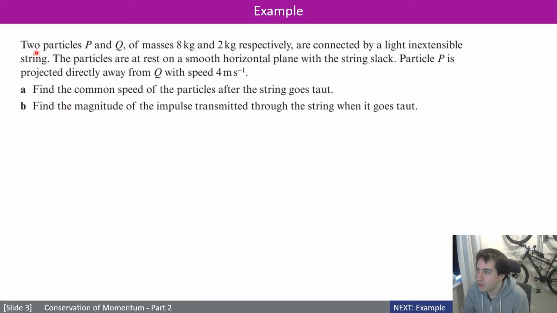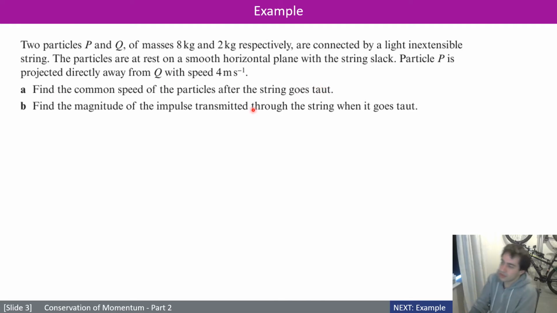Okay, so again, 2 particles, P and Q. They've got respective masses, and they are connected by a light inextensible string. They're at rest initially, and the string is slack, meaning it's not stretched out. So effectively they're not really connected. It's as if they weren't connected yet, but they could be eventually if the 2 objects go far enough apart and the string does become taut. Now they are actually connected particles. Particle P is projected directly away from Q, so P is going away from Q with some speed while Q stays stationary. Find the common speed of the particles after the string goes taut.